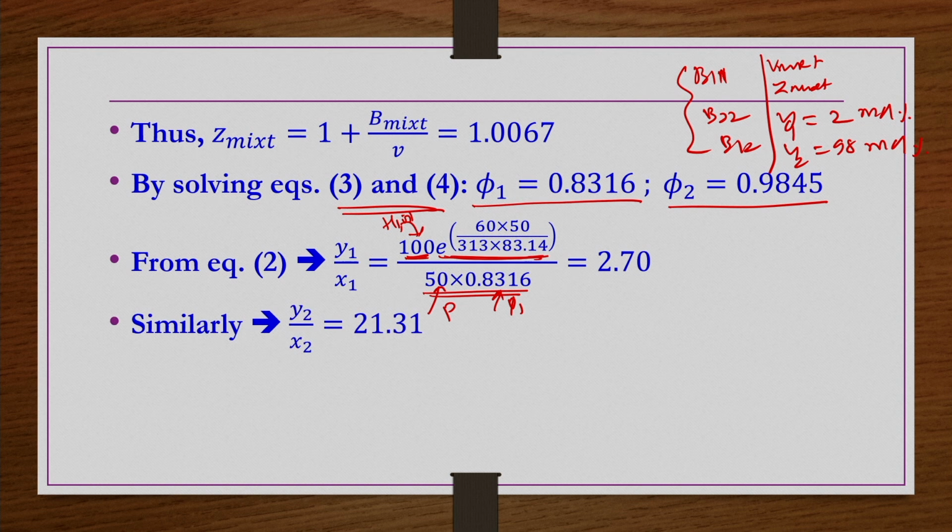Similarly, if you do y2 by x2, then you get y2 by x2 as 21.31. So, alpha 21 is nothing but y2 by x2 divided by y1 by x1 will come as 7.89. So, relative volatility is significantly large. So, then we can say the ethane can be easily absorbed into heavy oil compared to the nitrogen.